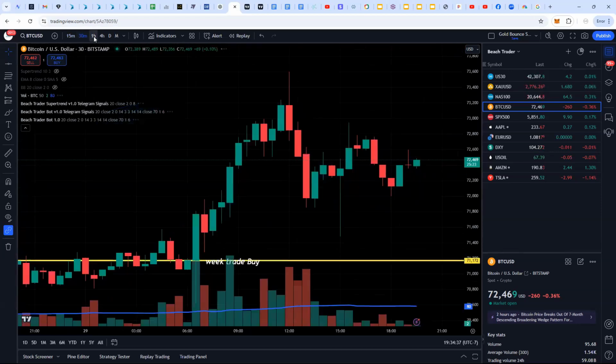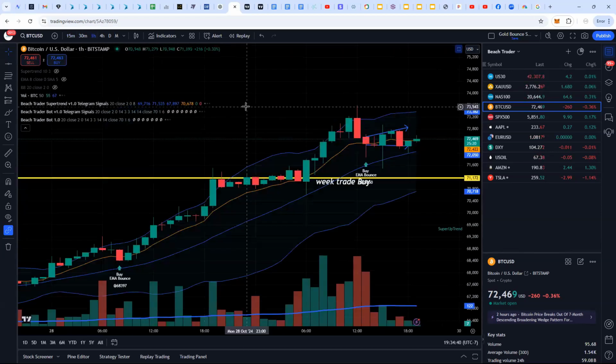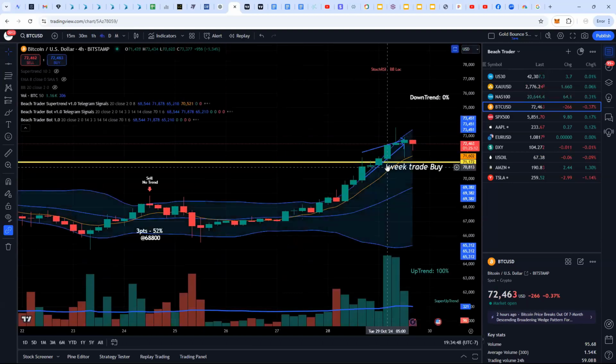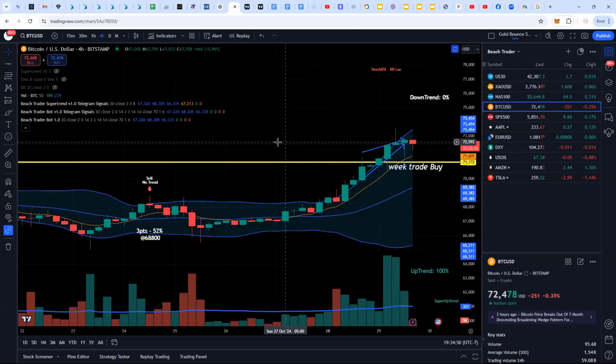Let's look over the 30 minutes, the hour. This is the hour right here. So the bot told us to take a trade going up right here. What happened? It went up. We would have made money right here. In the 4 hours, this is what it looks like. It hasn't taken a trade for the 4 hours yet.